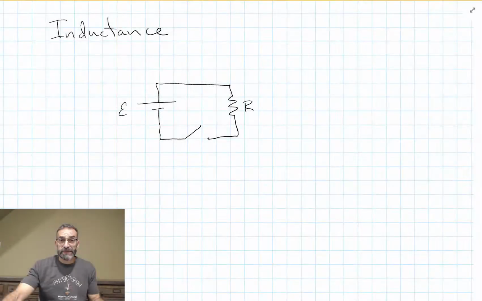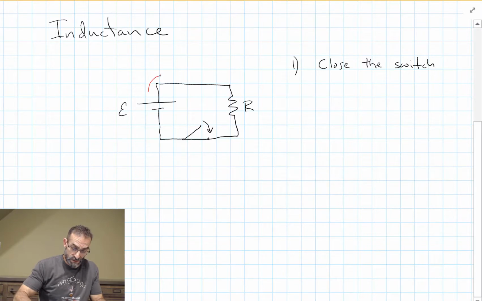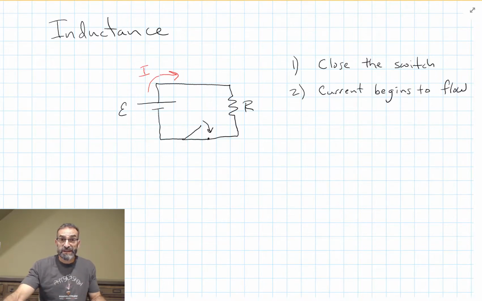Here I have a very simple DC circuit, a battery and a resistor and a switch. So the first thing we're going to do is close the switch, and we'll walk through what happens in detail. As soon as we close the switch, current begins to flow in this circuit in this direction. This current fills the space around it with a magnetic field. If we're on the interior of this loop of wire, the magnetic field will point into the page.